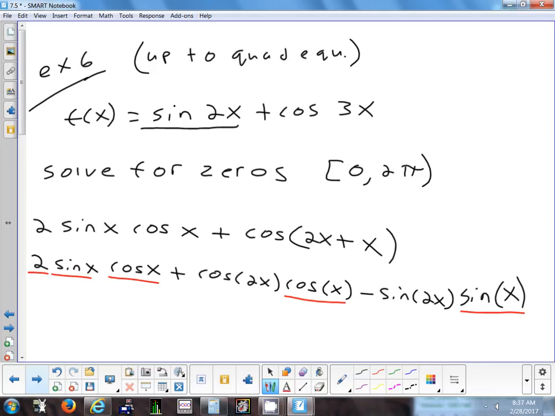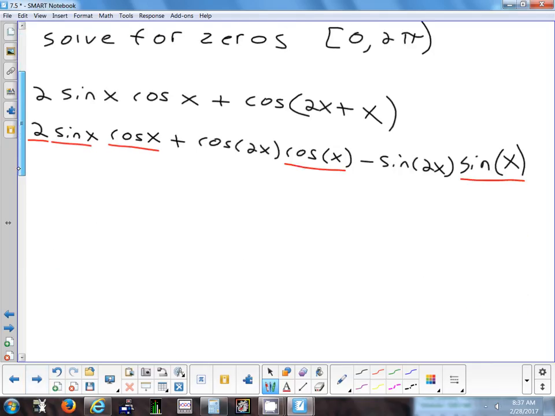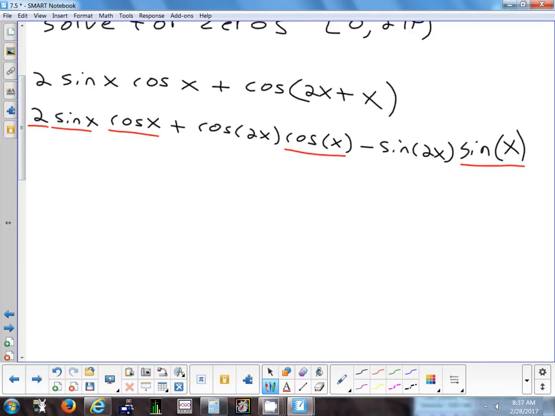That's cosine of a double angle. Do we have a formula for that? Yeah. Minus sine of a double angle. Do we have a formula for that? Yes. Okay, we've got formulas for both of those. And probably some stuff is going to cancel out here. Okay, we'll see.